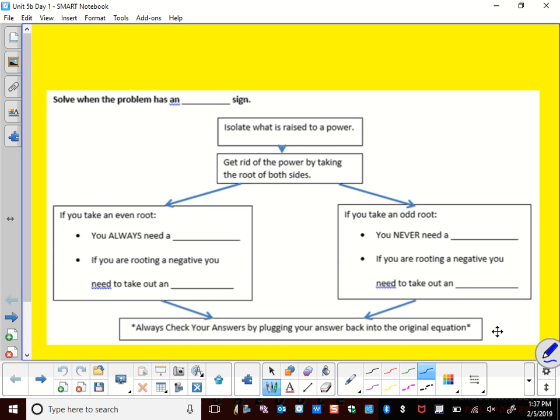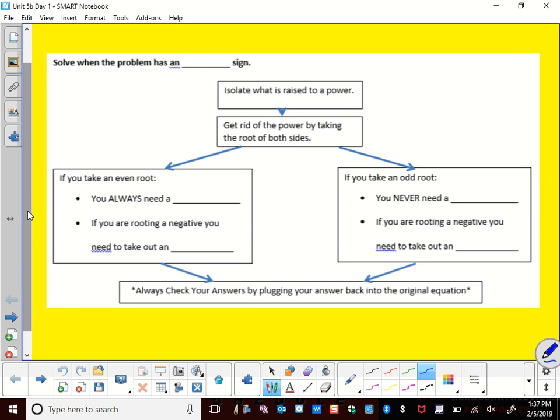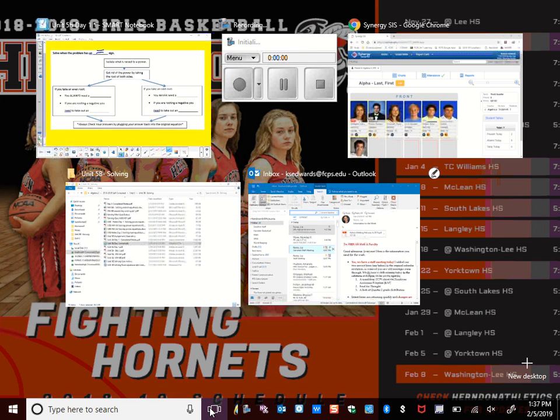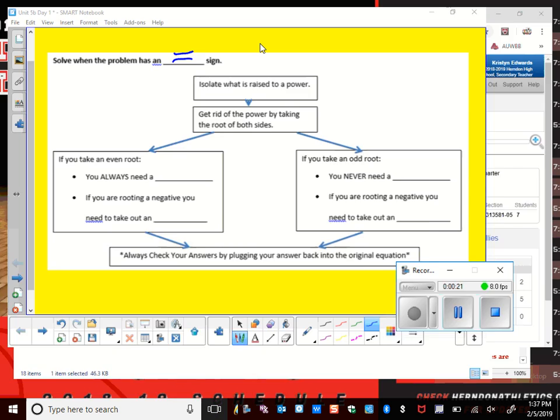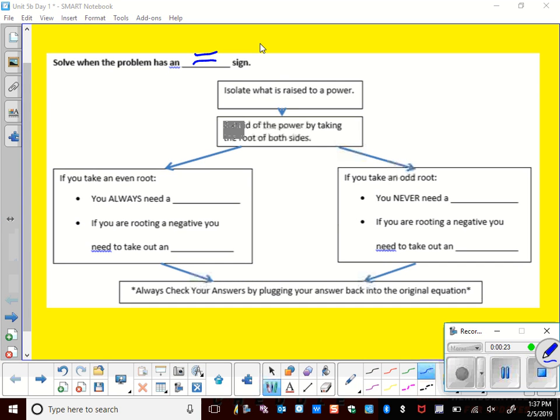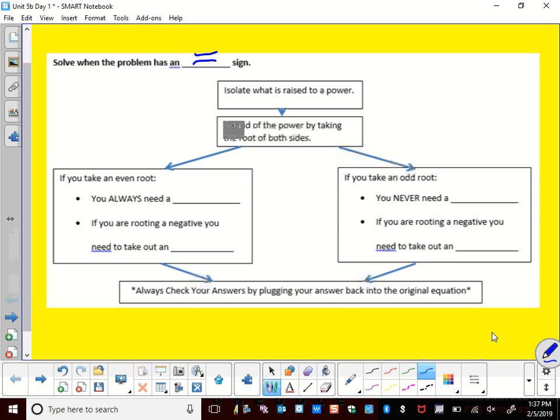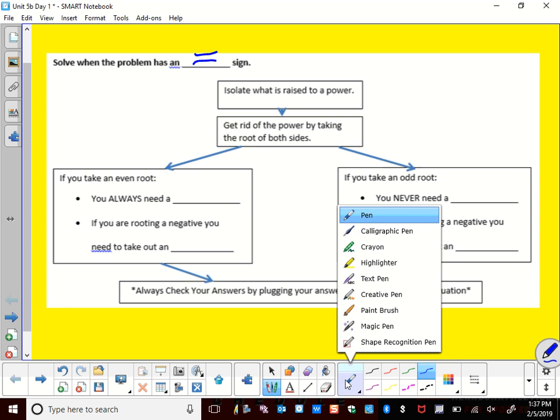Alright. You want to solve when the problem has an equal sign. That is all the time. If there's an equal sign, you want to solve. Alright, I don't know if this is where it filled in for you guys.